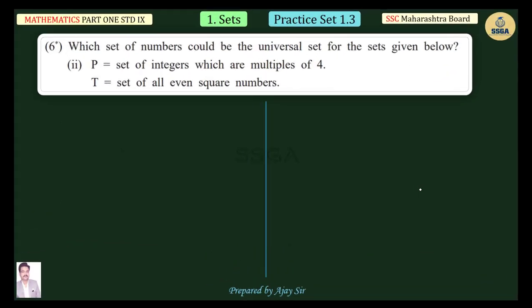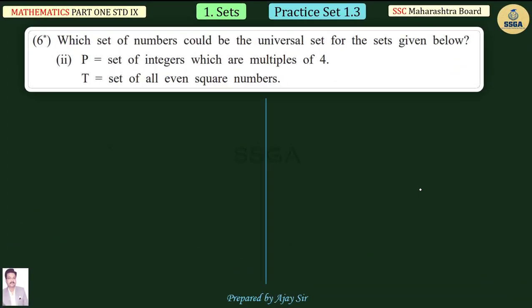Similarly, the second part of question number 2. Which of the following numbers could be the universal set for the given sets? P is a set of all integers which are multiples of 4. So we will write the given set in the form of a list. Multiples of 4 means 4, 8, 12, 16, 20, 24 and so on.